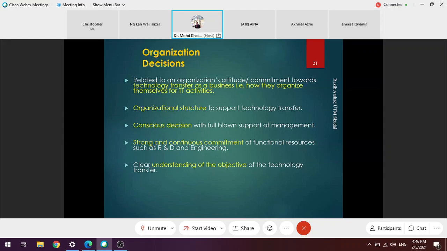Why? Because all of your company structure must be in one voice. They say, okay, we support this. Okay, we have the equipment, we have the facilities and so on. Anything happens, you still have strong support, strong commitment from your team members. All right? So again, you must have the organizational decision with a clear understanding of the objective for the technology transfer. All right? So this is for the organizational decision.